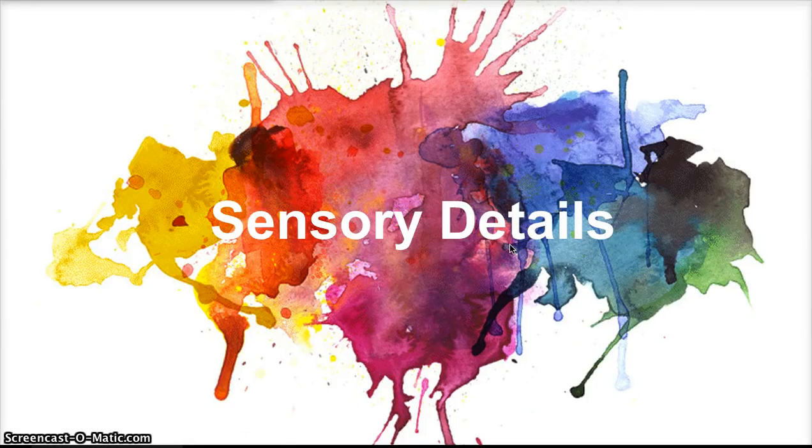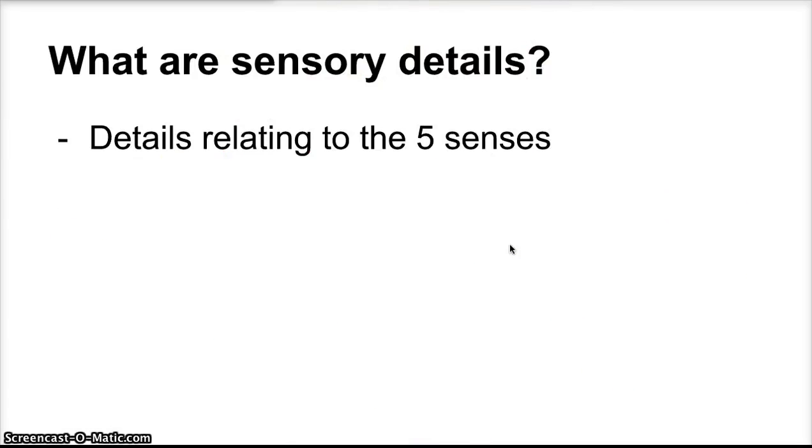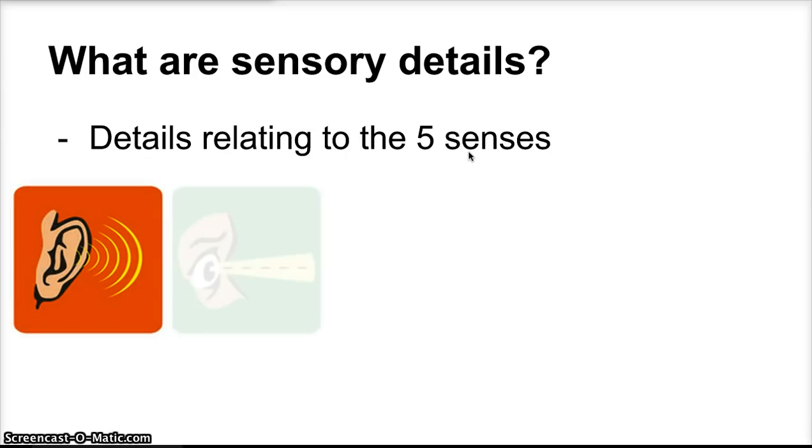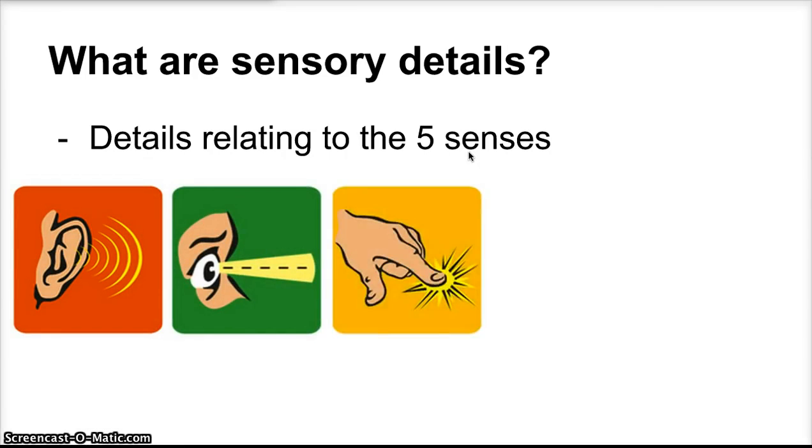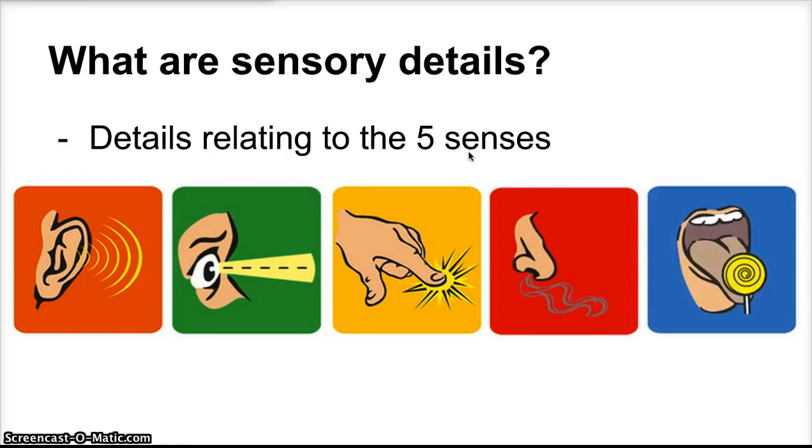Today we're going to be talking about sensory details and how writers use them to improve their writing and make it more vivid. So let's get started. To start with, we need to ask the question, what are sensory details? Well, you might see in the word sensory our word senses. So sensory details are details relating to the five senses. And these are hearing, sight, touch, smell, and taste.